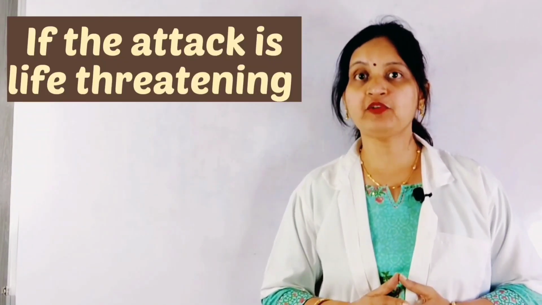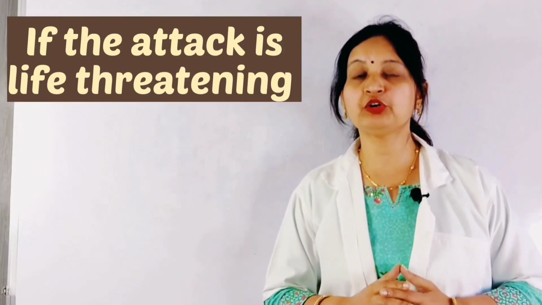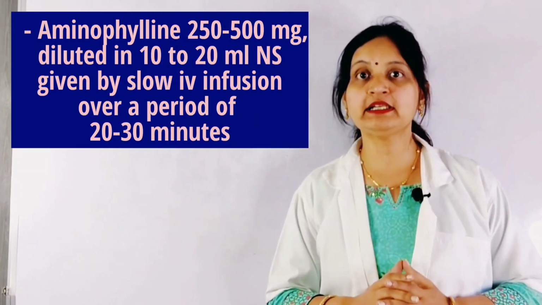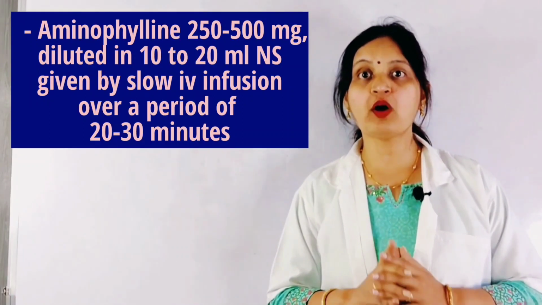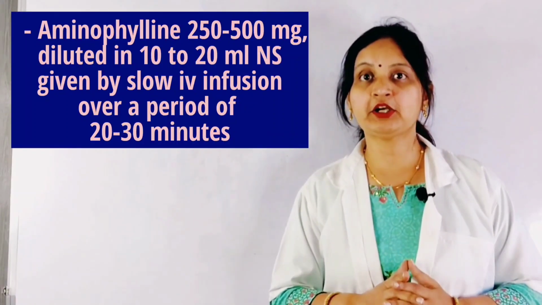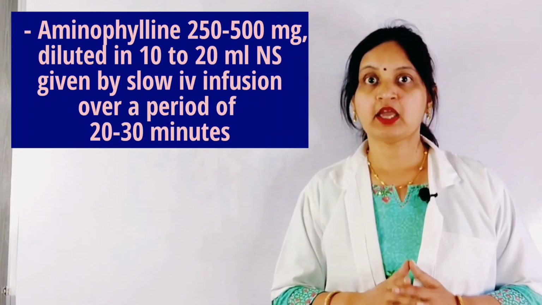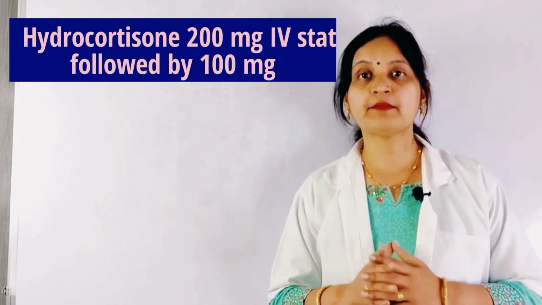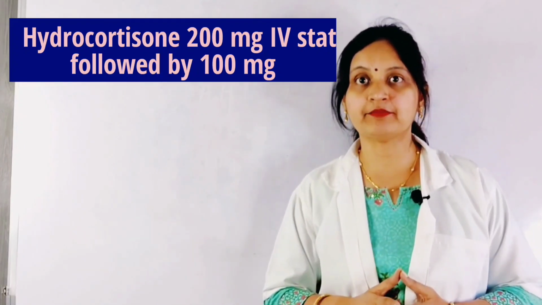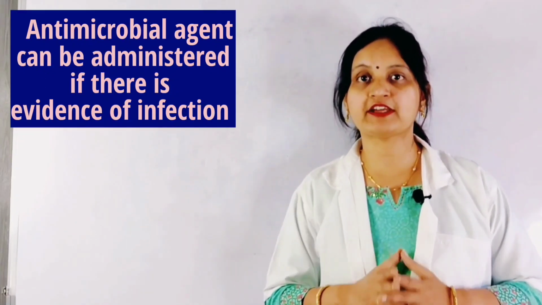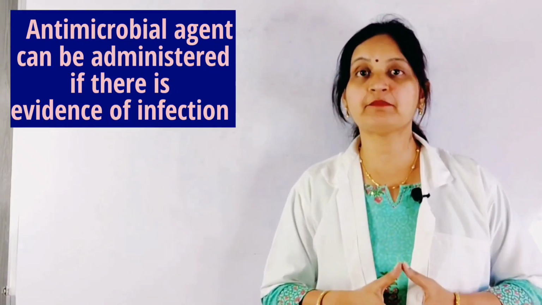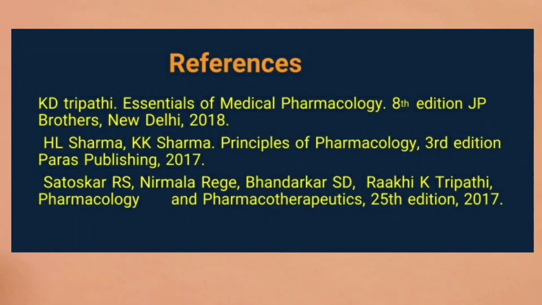If the attack is life-threatening, aminophylline 250 to 500 mg diluted in 10 to 20 ml of normal saline is given by slow IV infusion over a period of 20 to 30 minutes. Hydrocortisone 200 mg IV stat and then subsequently followed by 100 mg. Antimicrobial agent can be given if there is evidence of infection. So these are the life-saving measures in the management of status asthmaticus. This brings us to the end of the topic.